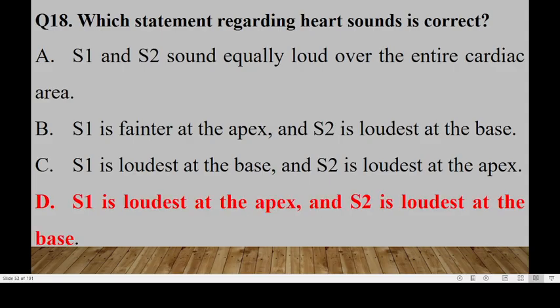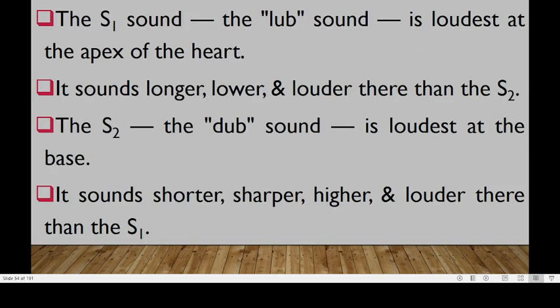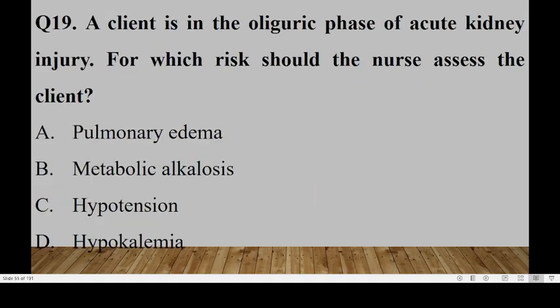Heart sounds. S1 is heard loudest at the apex, and S2 is heard loudest at the base. S1 is the lub sound and is loudest at the apex of the heart. It sounds longer, lower, and louder there than the S2. S2 is the dub sound and is highest at the base. It sounds shorter, sharper, higher, and louder there than the S1.